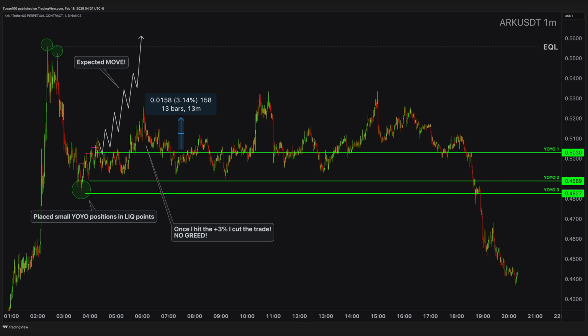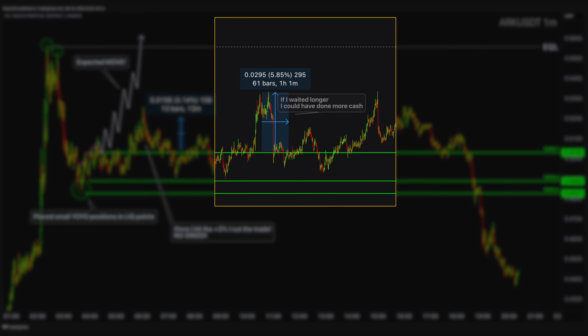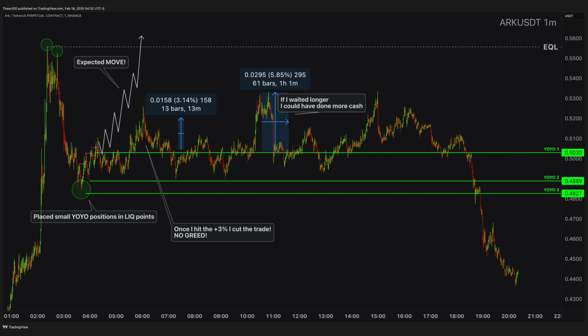Now let's see what really happened later on. If I kept the trade open, as you can see, I could have had over a 5% move, probably making over 100% gain in the position. But also notice that price never hunted the equal highs. So what I expected did not happen. Why? Because I cannot see the future.